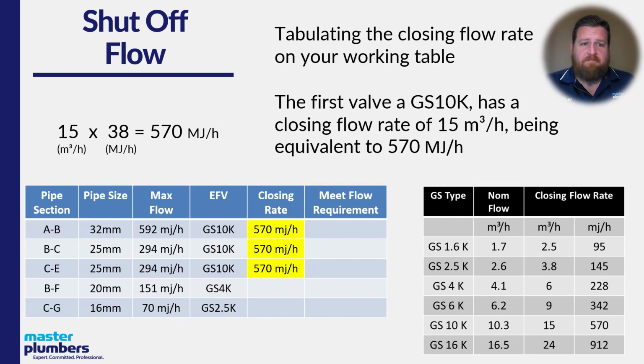Here we're just going to be tabulating the shutoff flow. So being that pipe section A to B, B to C and C to E all have a 10 cubic meter valve in there, if we look over at the 10 cubic meter valve on that right hand sizing table, the GS10K has a closing flow rate of 15 cubic meters, which works out to about 570 megajoules. So we'll put that one in there for now.